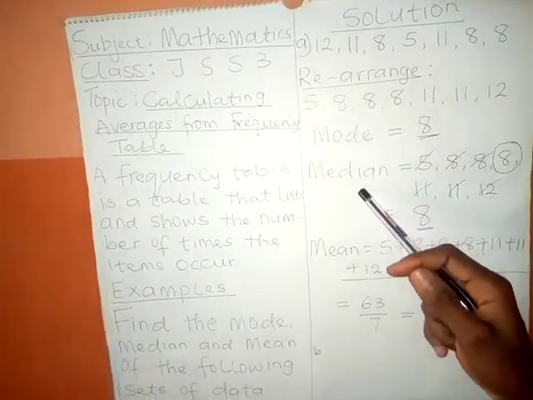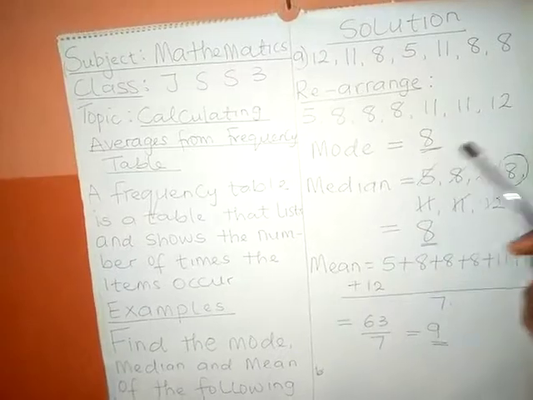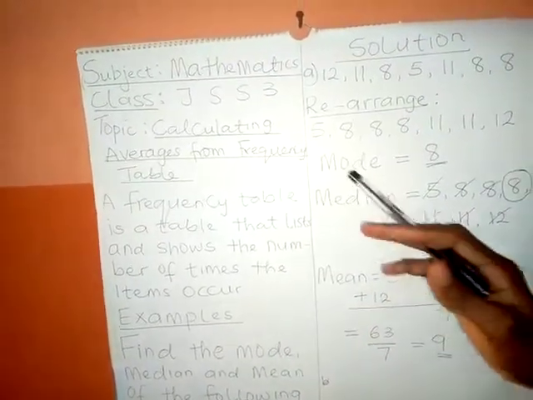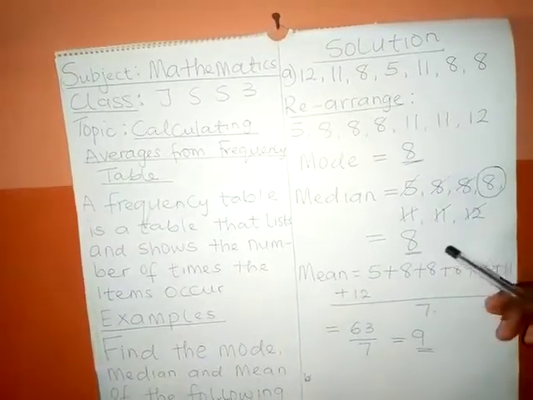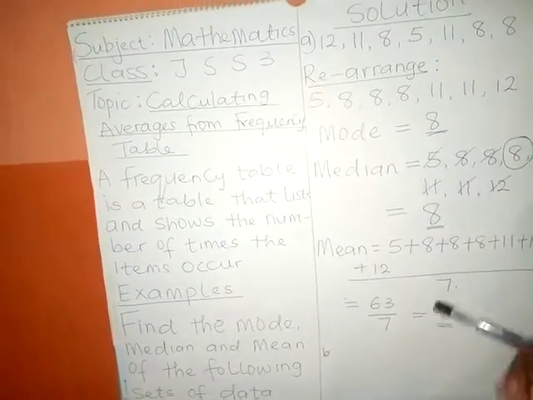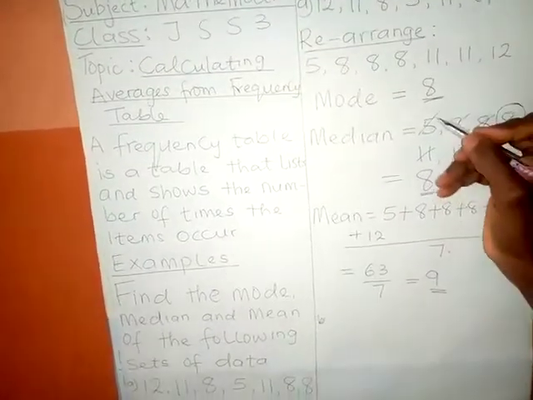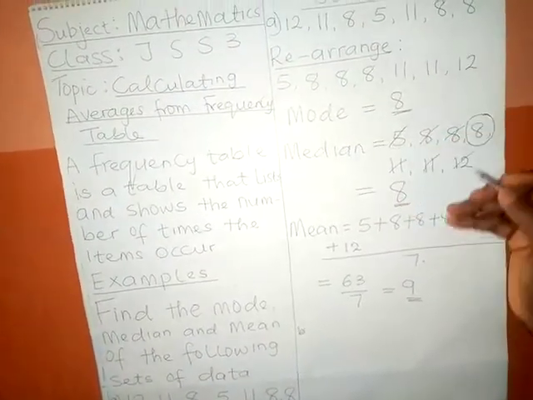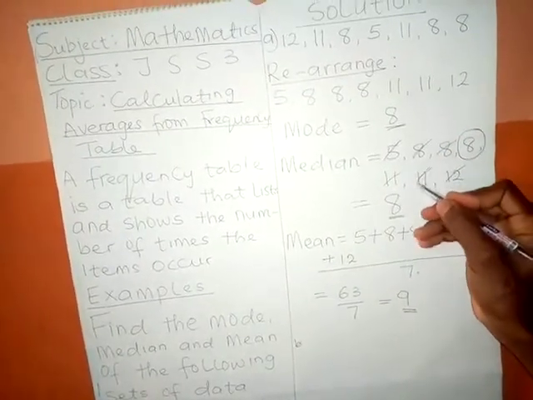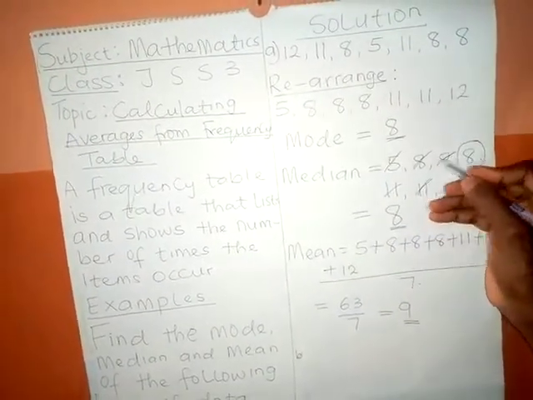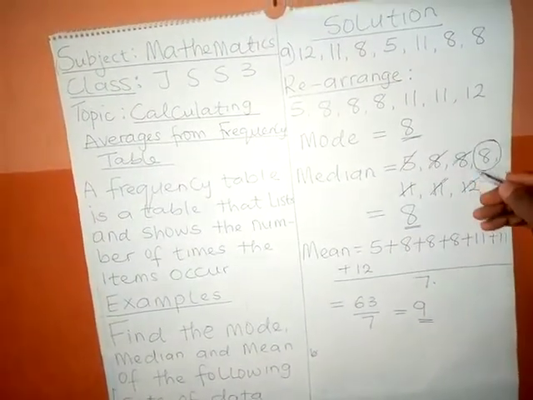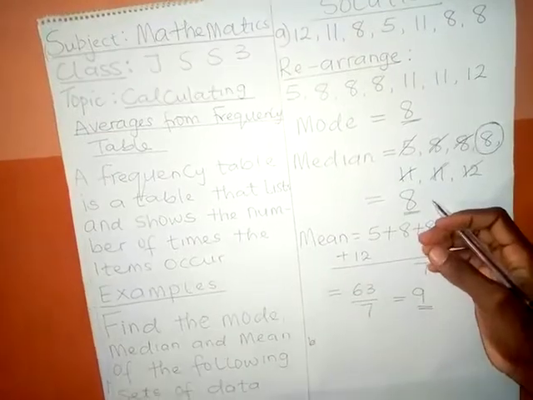Now, what about median? We say median is the middle number when the data are arranged. Now, we have already arranged the numbers. We will now be crossing the numbers. We cross the first one, we cross the last, we cross the second, then you cross the second to the last. We cross the third, then we cross the third to the last. Now, which number is left at the middle? 8. So this is our median.